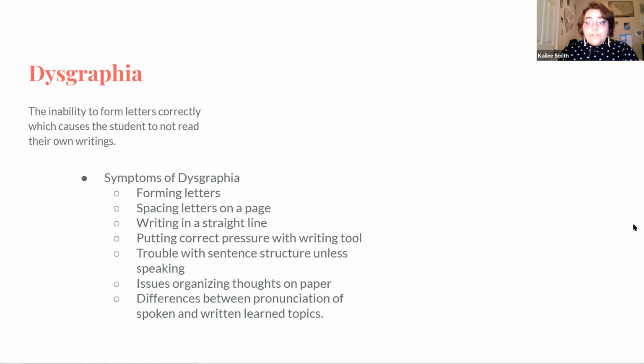There'll also be a very distinct difference in their learning capabilities when they're learning something that's spoken to them versus what they've learned written-wise.